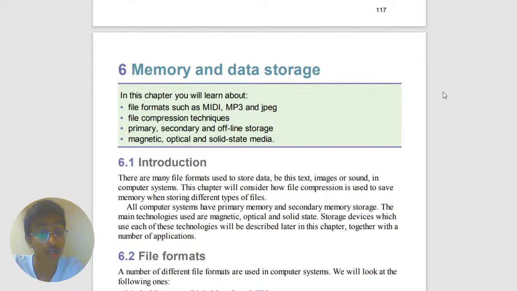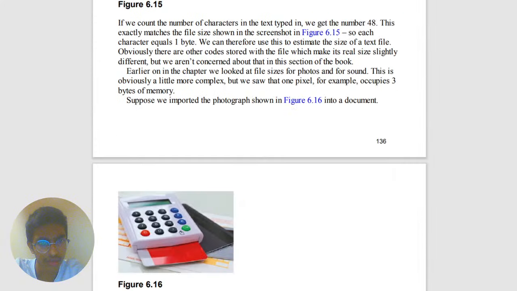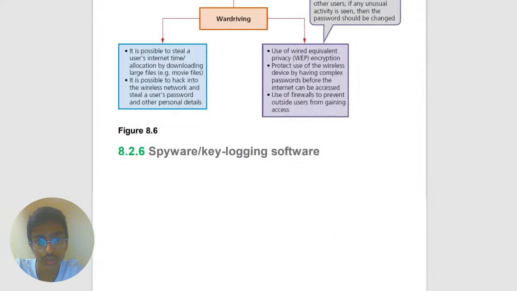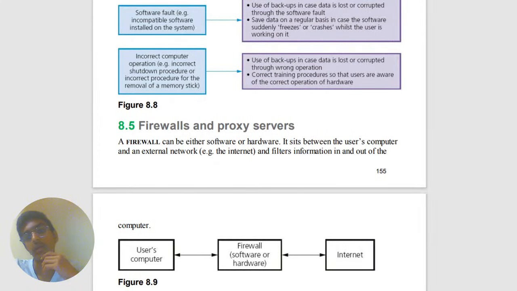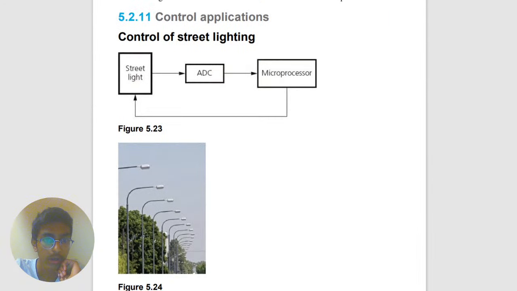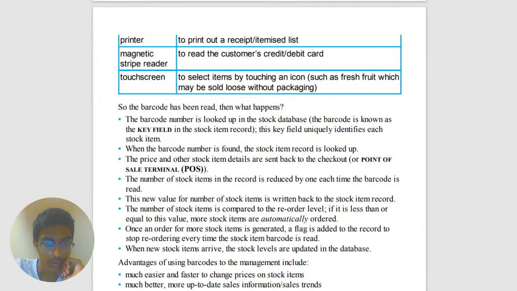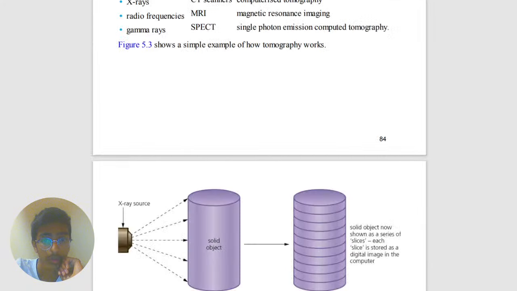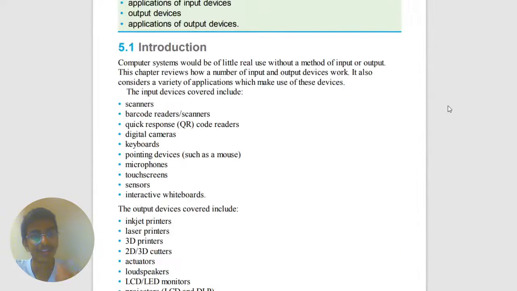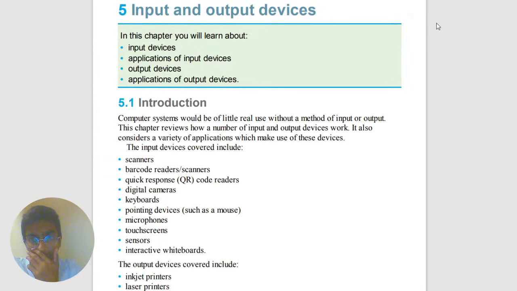Then the next one is about data storage, and then it's chapter 7, I believe. Then we're going to have a look at high and low level languages, and then the next one is errors. We're not going to be doing practicals, remember, because we're only going to do theory. So let's start input and output devices. It's a long, big topic, about 60 pages.